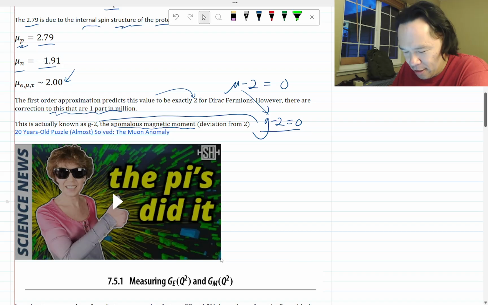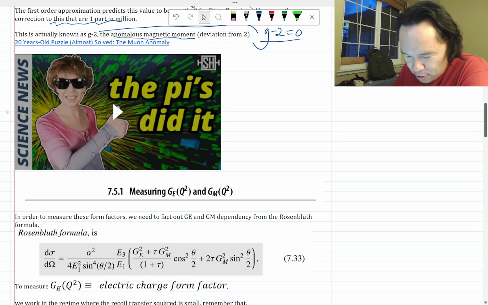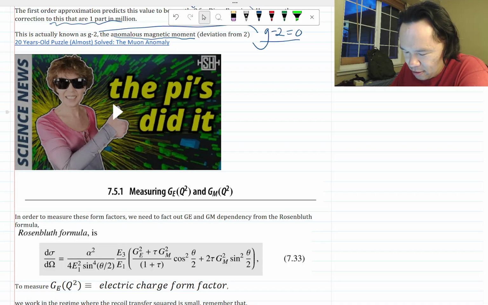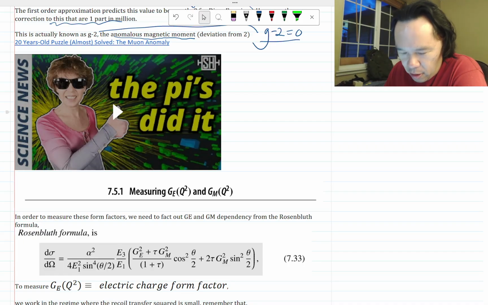So this is a story that's actually still running, and then we'll find out who's right. Well, we're not trying to find out who's right, but to see where the disagreement between the theoretical calculation and the experimental result is.